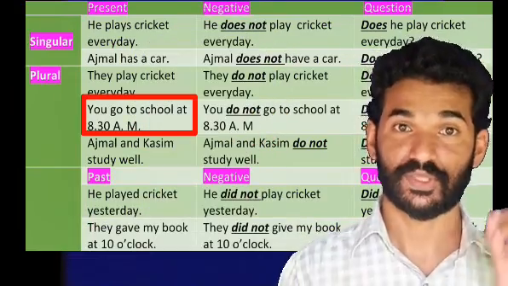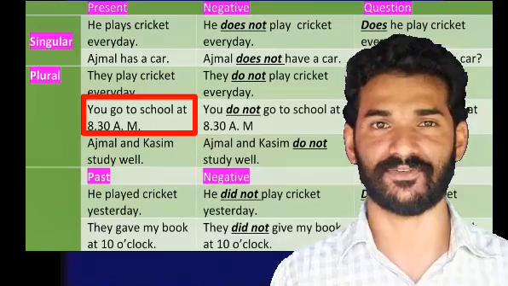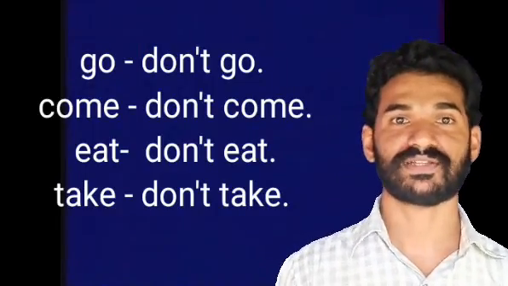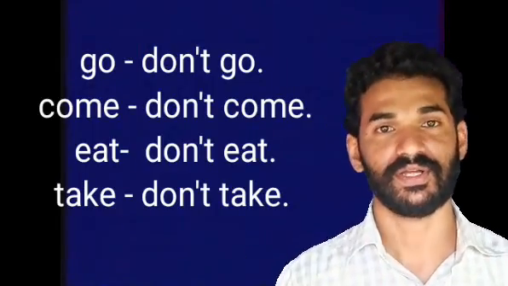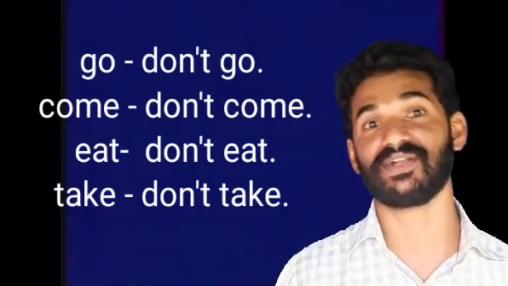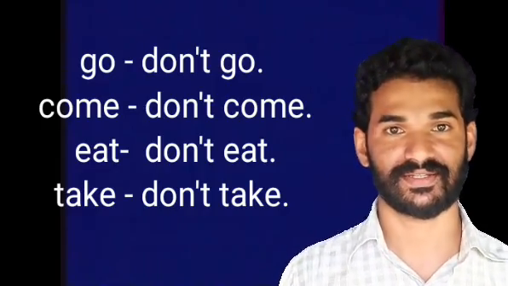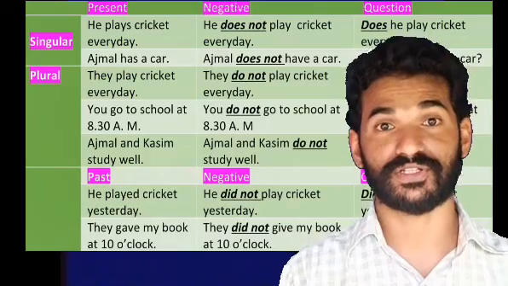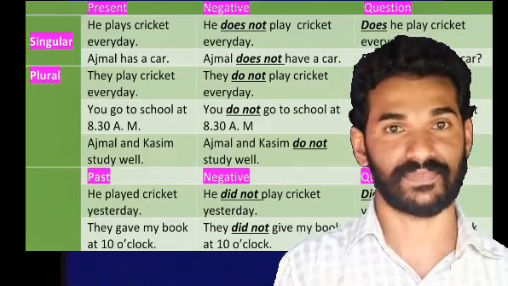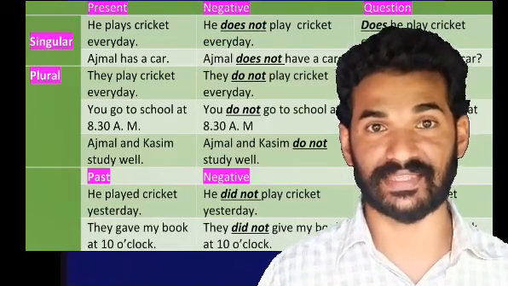Easy. You go to school at 8:30 a.m. What's the negative of go? Don't go. What's the negative of come? Don't come, I told you. What's the negative of eat? Don't eat. What's the negative of take? Don't take. So here, they go to school at 8:30 a.m. Negative of that, they don't go to school at 8:30 a.m.